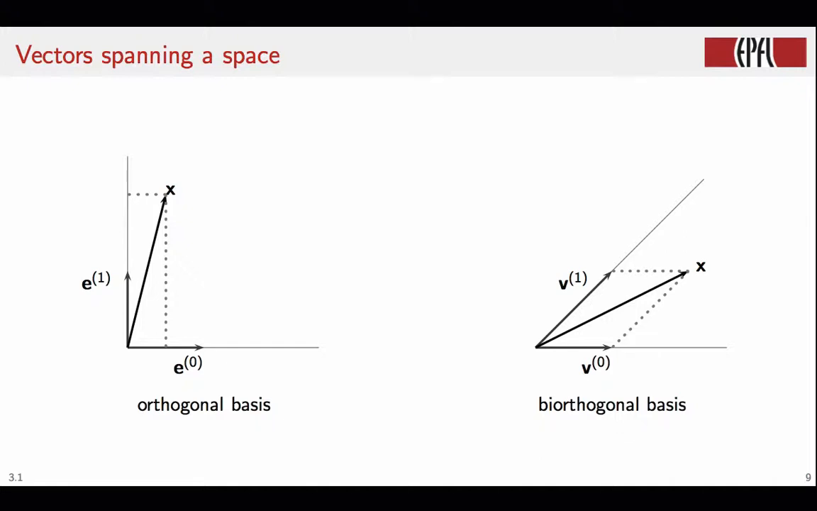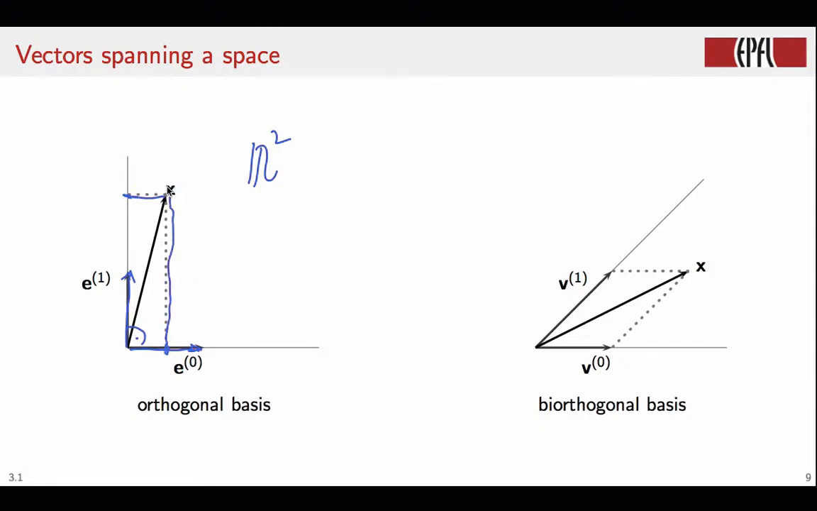Okay, so once we have a space, we can define bases for this space. The simplest one is in R2. We're still in R2 here. It is an orthogonal basis with a first vector here, E0, a second vector, E1, and a right angle between the two. Any vector x can be written as a linear combination of E0 plus a linear combination of E1. Summing together, you get the vector x.